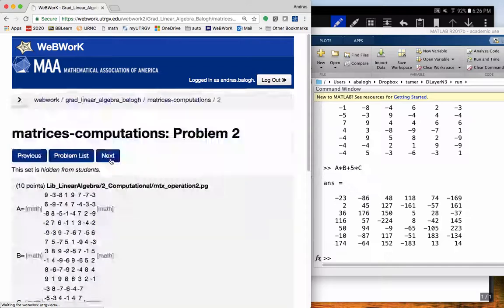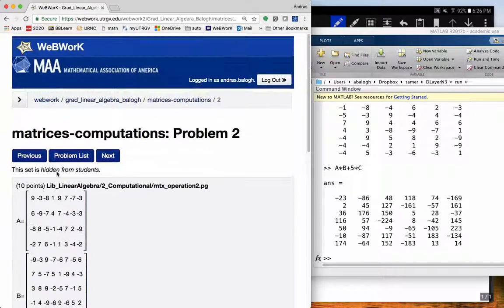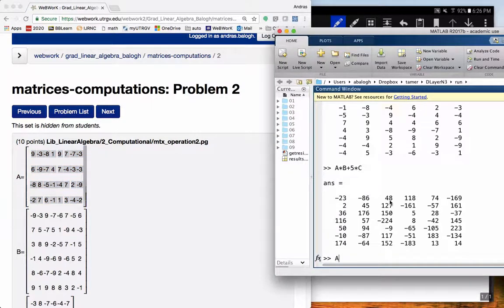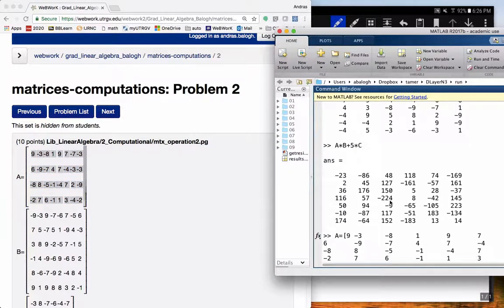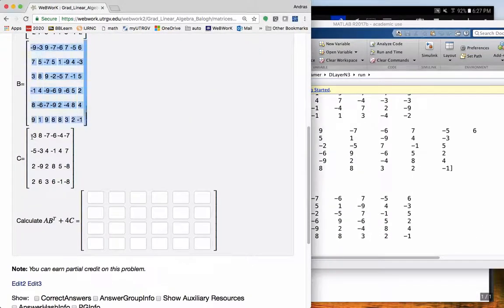Next question. Again, the matrix is ABC. Now you have to calculate A times B transpose plus 4C. So let me copy and paste. You can rewrite the previous matrices. So I can redefine A, B, and C.